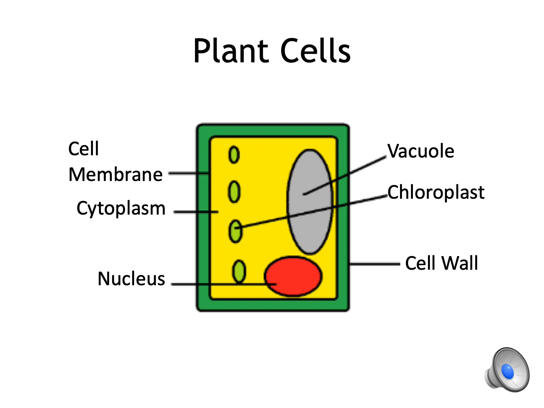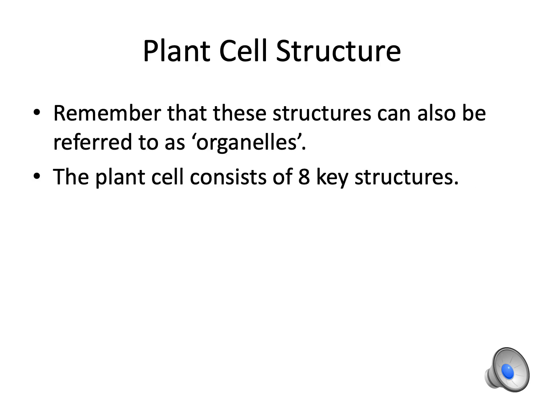To quickly recap S1 cell biology, you'll remember that the key structures present in the plant cell include the cell membrane, cytoplasm, and the nucleus, just like an animal cell. The plant cell also contains 3 new organelles, the vacuole, chloroplast, and the cell wall, but more on this later. The plant cell, as you will have to know, consists of 8 key structures. Please remember that these structures can also be referred to as organelles.